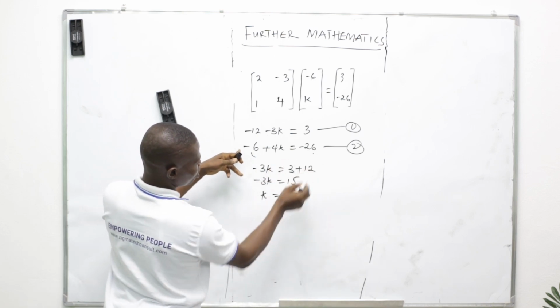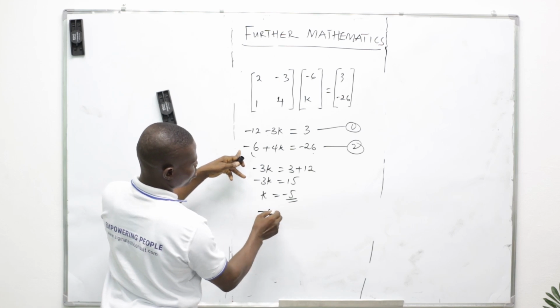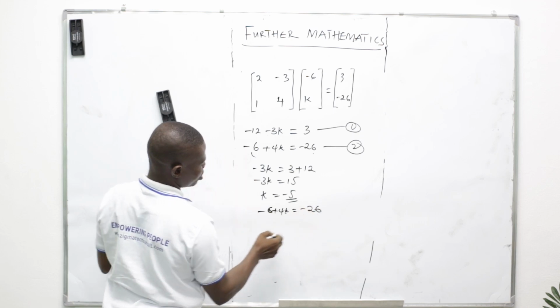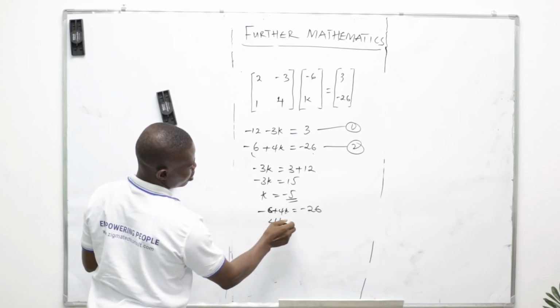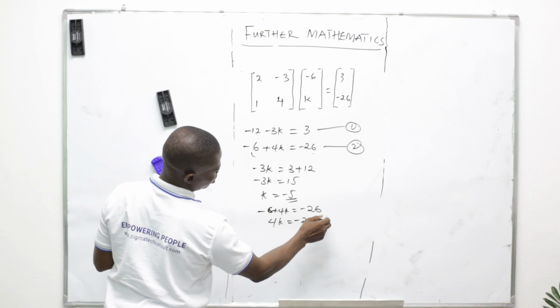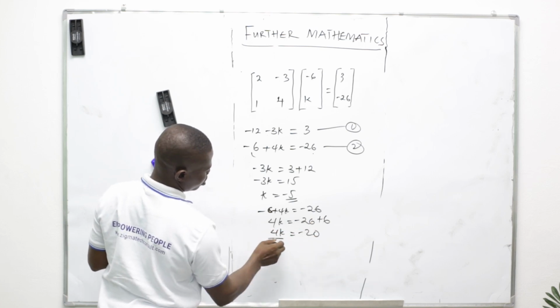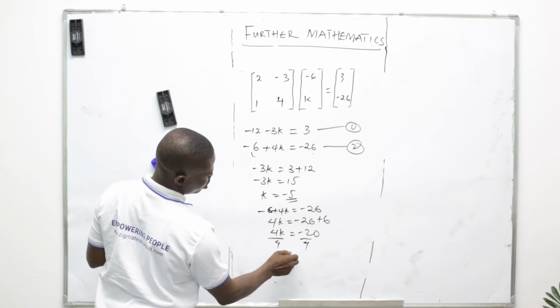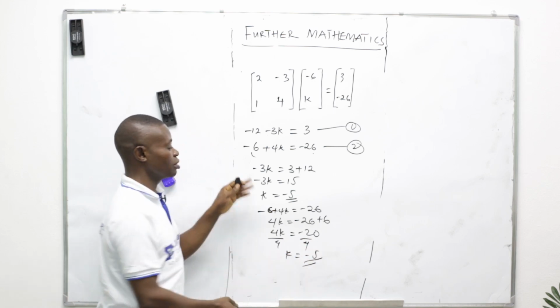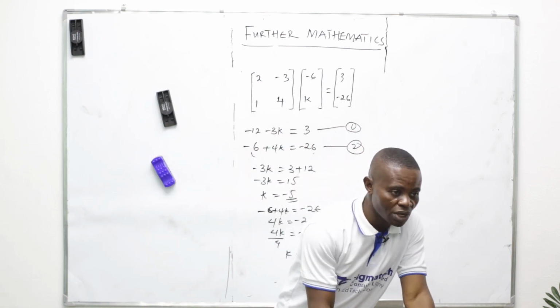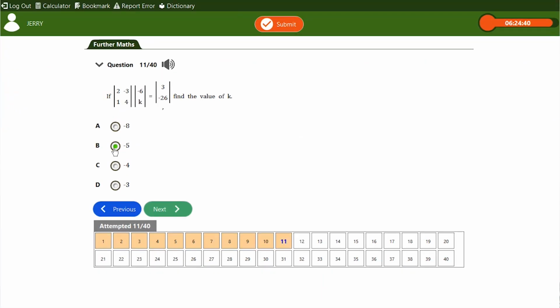If you like, you can still try it here using equation 2: minus 6 plus 4k equals minus 26. That is 4k equals minus 26 plus 6. 4k equals minus 20. Divide through by 4, k equals minus 5. You can see, whichever way you do it, you still get the same solution. So k is minus 5.